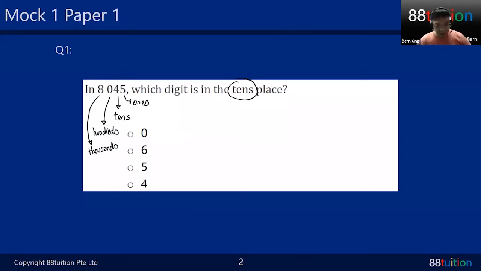So how to not get the mark here? The answer is your 4. I'll just write the answer here as 4. All right, next question.